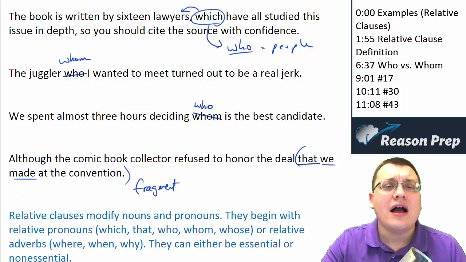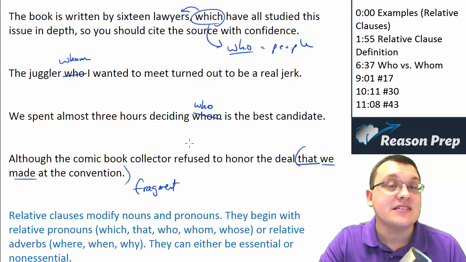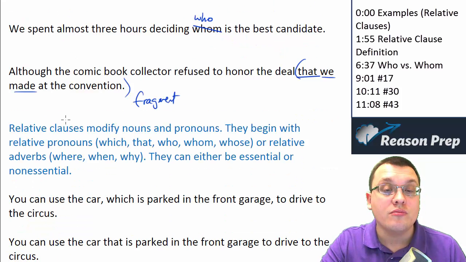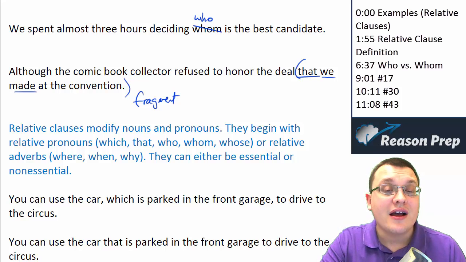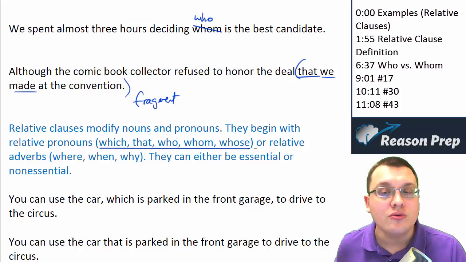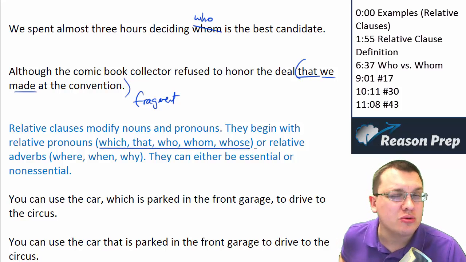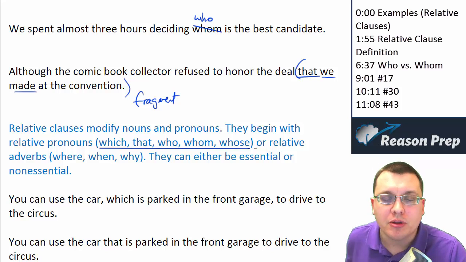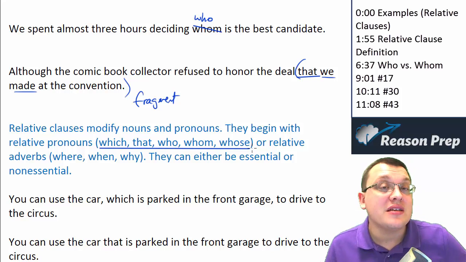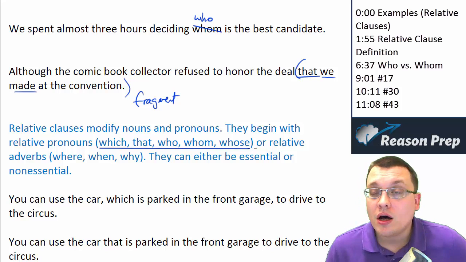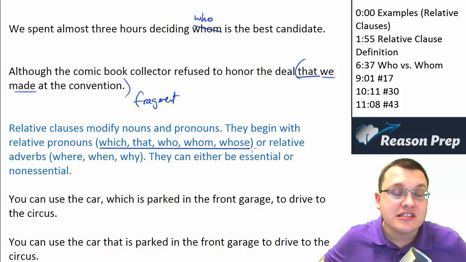So what do these all have to do with? These all have to do with what are called relative clauses, and more specifically in these cases, the relative pronouns that you use to modify these nouns and that compose these relative clauses. So relative clauses modify nouns and pronouns. They begin with relative pronouns, and here are the set: which, that, who, whom, and whose, or relative adverbs, which you don't really see very often, but theoretically could appear, and they include where, when, and why. And as we've seen in the previous video, they can either be essential or non-essential, depending on the meaning, as we've discussed. So let's look at some examples.